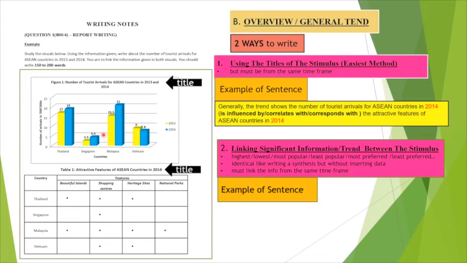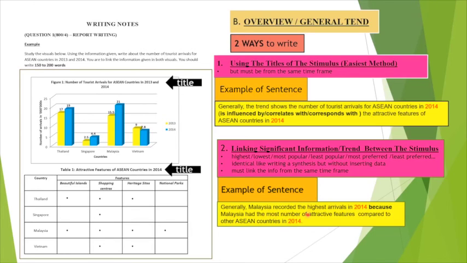Or you can also use Singapore. Let's look at Singapore, 4.4 million. Why was it the lowest? Look at the second stimulus. If you look at the second stimulus, we can identify that Singapore had only one attractive feature. So logically, because of that, Singapore had the lowest number of tourist arrivals. Okay, so this is the example.